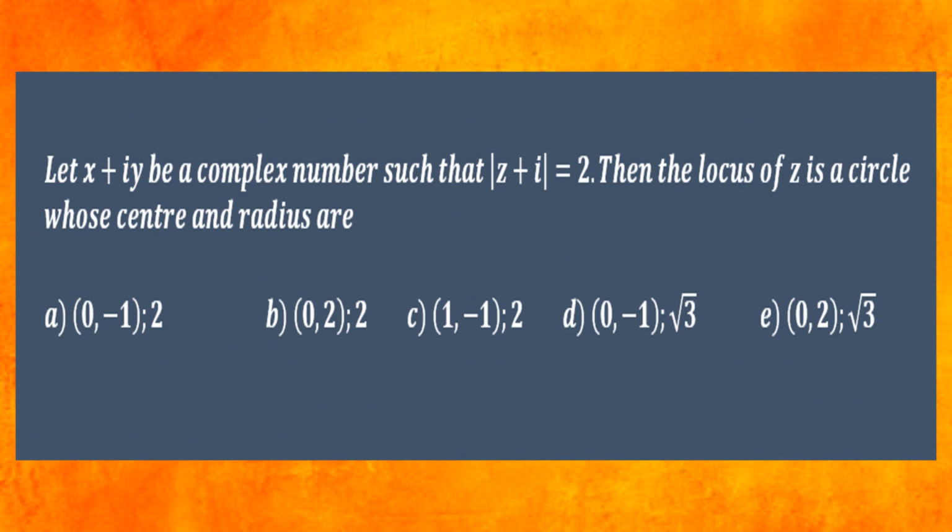Next question, let x plus iy be a complex number such that mod (z plus i) equals 2. Then the locus of z is a circle whose center and radius are. Choices: 0, minus 1 and 2; 0, 2 and 2; 1, minus 1 and 2; 0, minus 1 and root 3; 0, 2 and root 3.